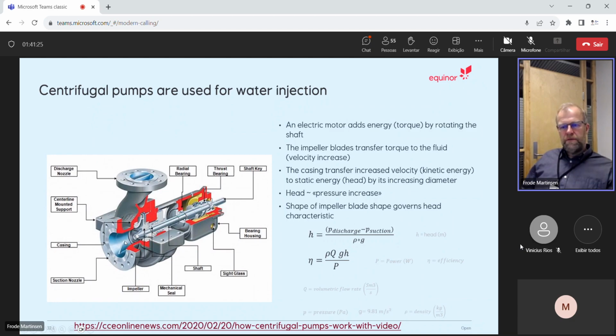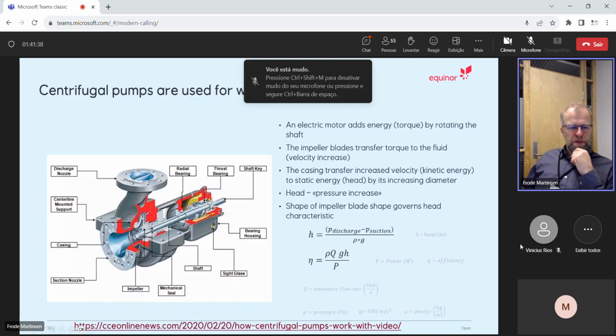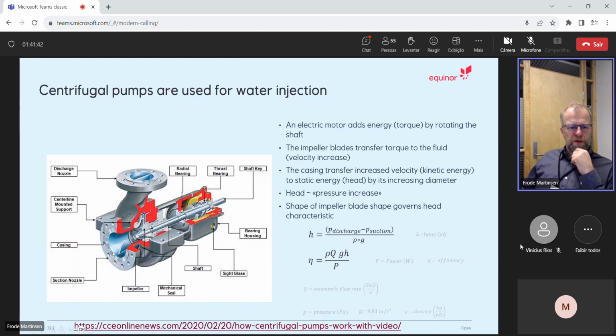That creates velocity, kinetic energy. So the blade transfers torque to the water as velocity. Then you have to look at the shape of these blades. So towards the outer perimeter here, the diameter increases a bit, reducing velocity. So then the energy is converted into head or static energy.